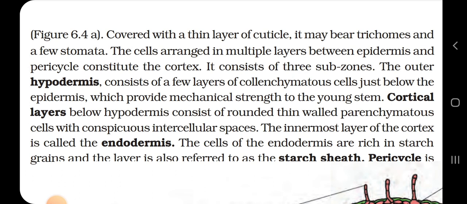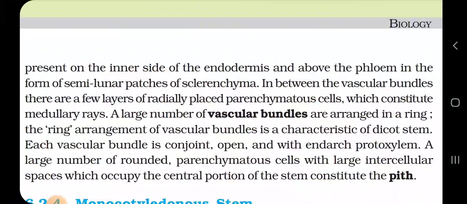The innermost layer of the cortex is called the endodermis. The cells of the endodermis are rich in starch grains, and the layer is also referred to as the starch sheath. Pericycle is present on the inner side of the endodermis and above the phloem in the form of semilunar patches of sclerenchyma. In between the vascular bundles, there are a few layers of radially placed parenchymatous cells which constitute medullary rays. A large number of vascular bundles are arranged in a ring. The ring arrangement of vascular bundles is a characteristic of a dicot stem.